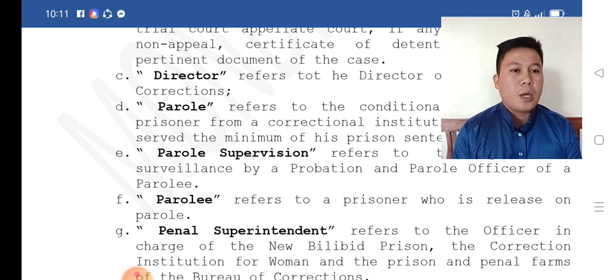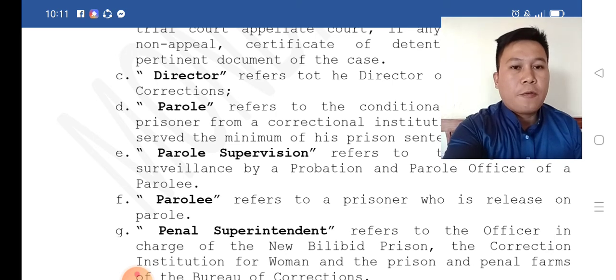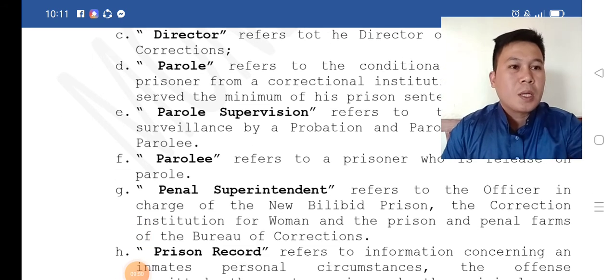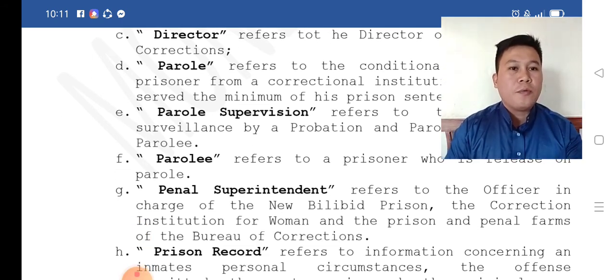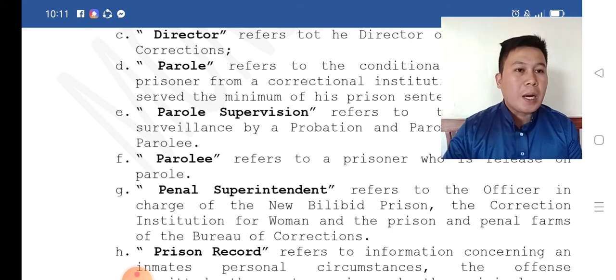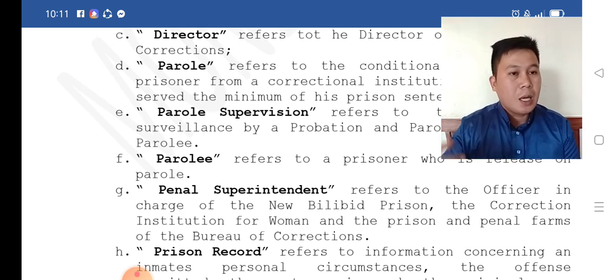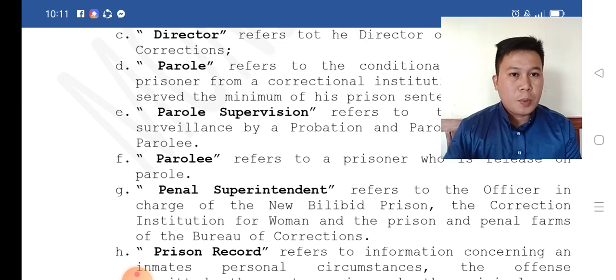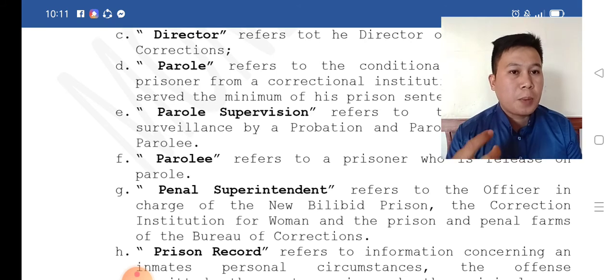Penal superintendent. Okay, we have penal superintendent. Refers to the officer in charge of the New Bilibid Prison. Take note, the correctional institution for women and the prison and penal farms of the Bureau of Corrections. Makinig. Lahat ng penal institutions, meron tayo sa Pilipinas. Halimbawa, di ba dati nasabi na natin yan, Iwahig Penal Colony, Davao Penal Colony, Mandaluyong Penal Colony for women, tapos meron tayong New Bilibid Prison, and so on and so forth. Sa Palawan, ng mga nandyan. So, ang term is penal superintendent.